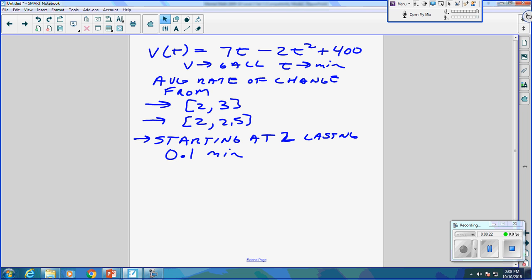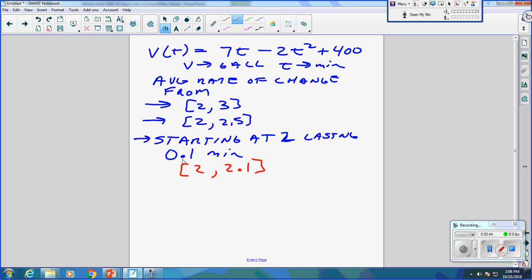And it says find the average rate of change, and when you have closed intervals, it'd be from 2 minutes to 3 minutes, from 2 minutes to 2.5 minutes. And then it says starting at 2 minutes, lasting 0.1 minutes. Well, everyone, this is just a different way of having this closed notation. That's just a different English.